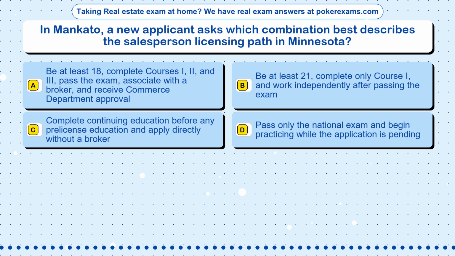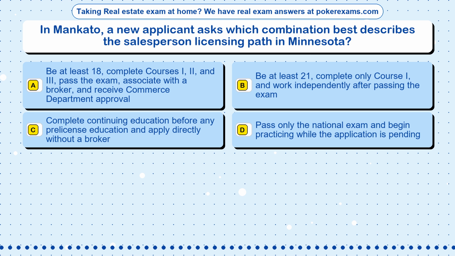Question 37. In Mankato, a new applicant asks which combination best describes the salesperson licensing path in Minnesota. Option A. Be at least 18, complete courses 1, 2, and 3, pass the exam, associate with a broker, and receive Commerce Department approval. Option B.